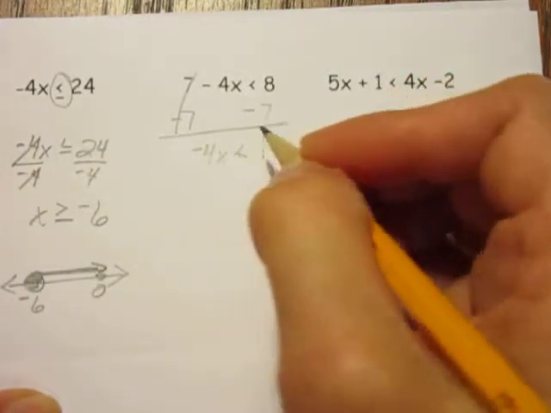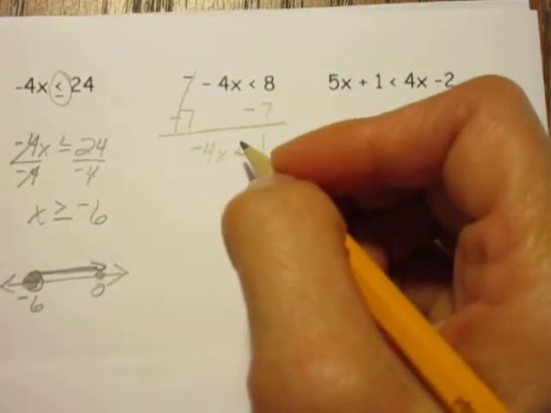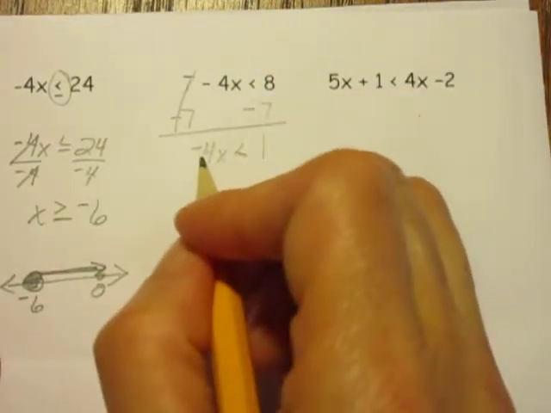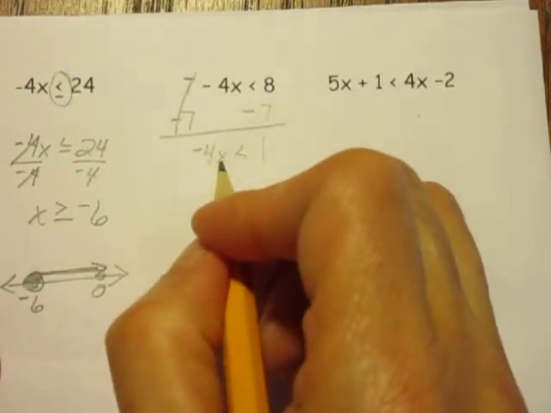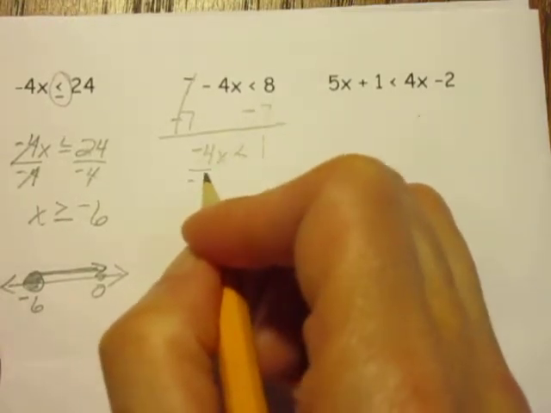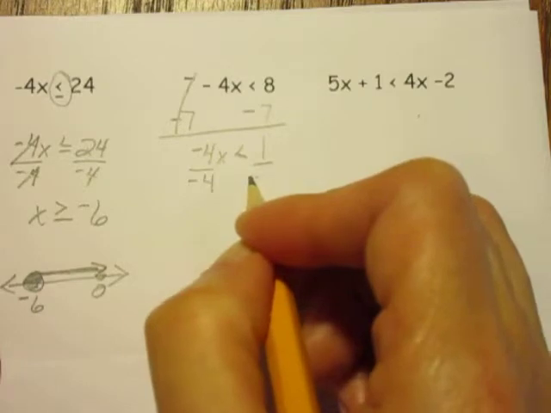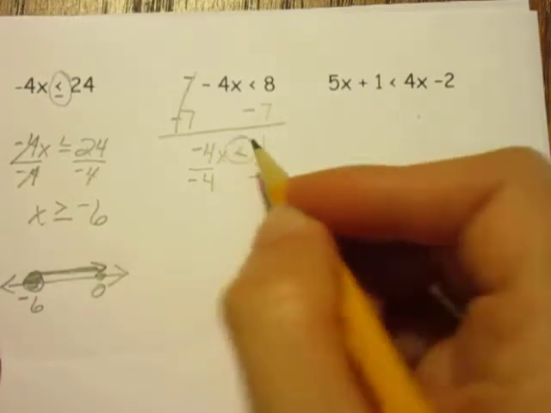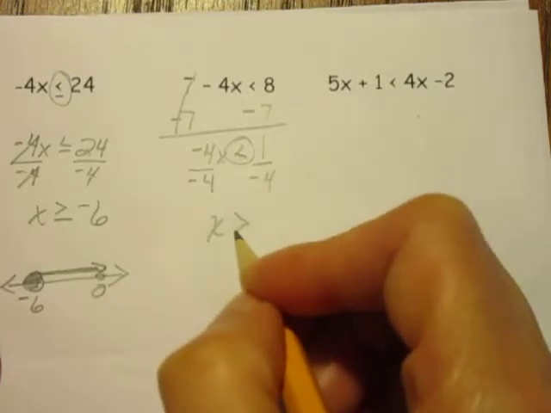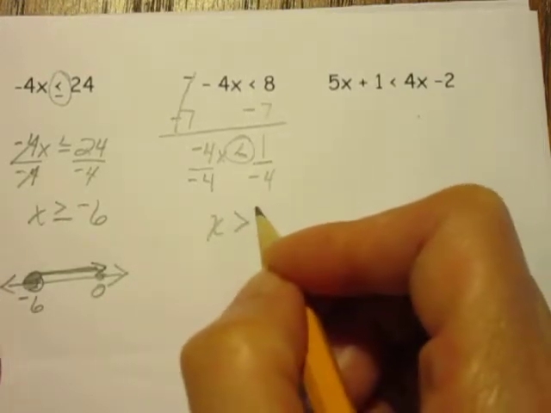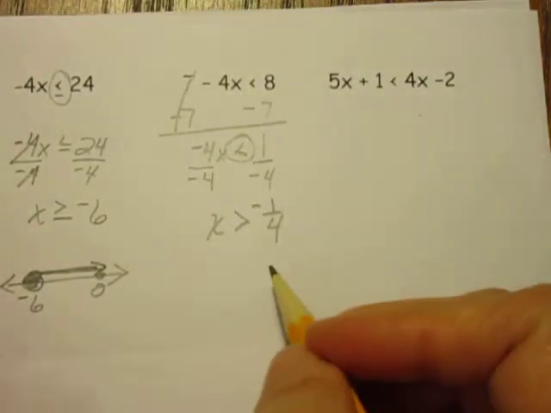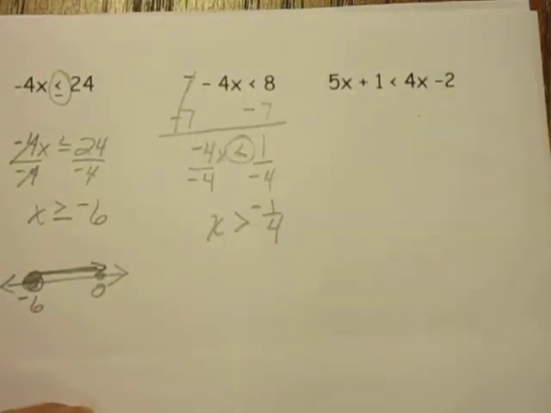Now I haven't changed any signs yet because I haven't multiplied or divided by a negative number, but I'm about to do that. So I need to get this variable by itself. This is connected by multiplication. I undo that with division. I'm dividing by a negative number, so that's going to be a heads up that I need to change the direction on my solution. So I've got x by itself, but I'm going to change the direction of this, and so this would be x is greater than -1/4. Again, just to keep this moving, I'm not going to graph that.